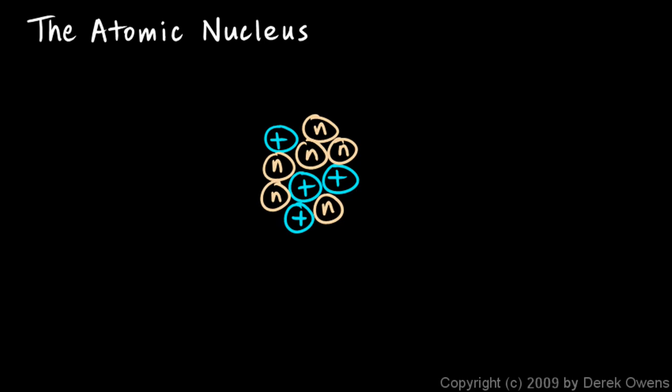It seems that they ought to be pushed apart, because these protons all have positive charge, and like charges repel. And the protons are very close together, so the force of them repelling each other should be very strong. So there's this force pushing the nucleus apart. What makes it hold together?